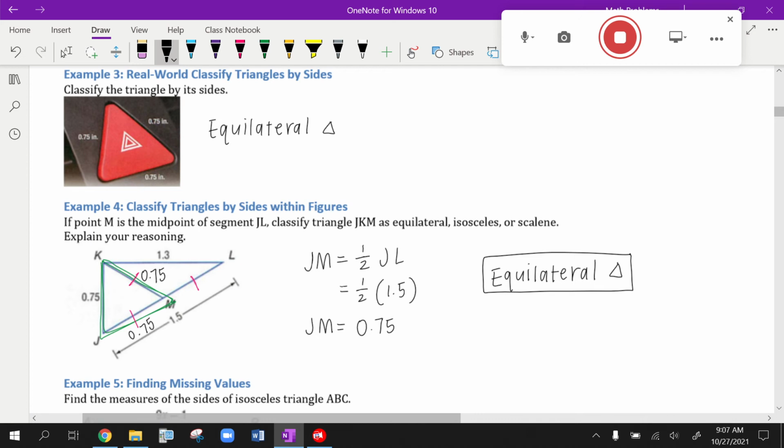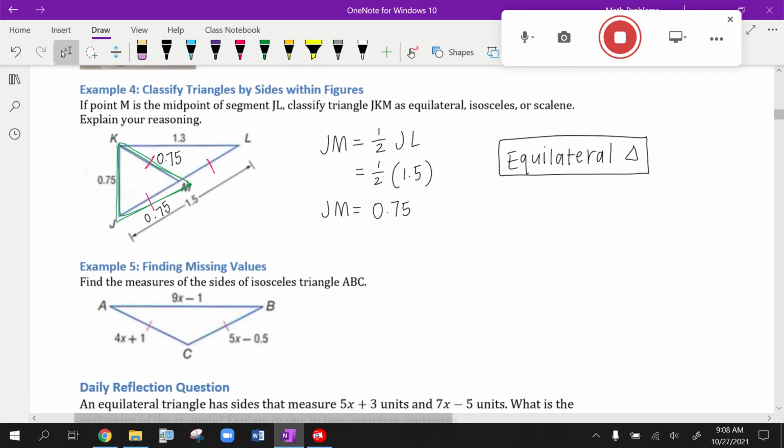And in order to explain your reasoning, you could talk about the midpoint theorem, saying that the two segments JM and ML must be congruent, and talk about the transitive property, why segment KM is also 0.75, and then the definition of equilateral triangle gives us our answer.